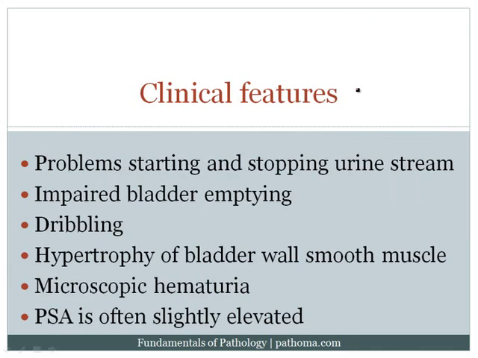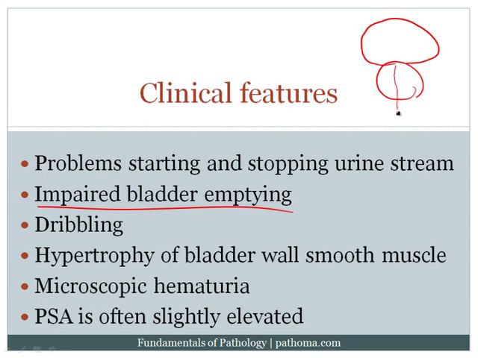For example, patients will have problems starting and stopping the urine stream. Patients also experience impaired bladder emptying. Again, recall that the prostate sits at the base of the bladder, and running through the prostate, of course, is the urethra. Now, BPH is occurring in the periurethral zone, which is then creating an obstruction, and this will impair bladder emptying.